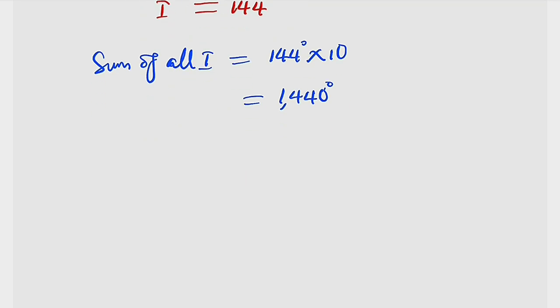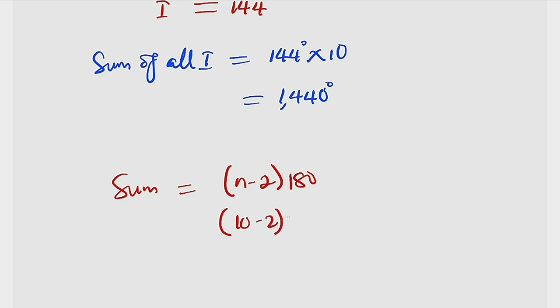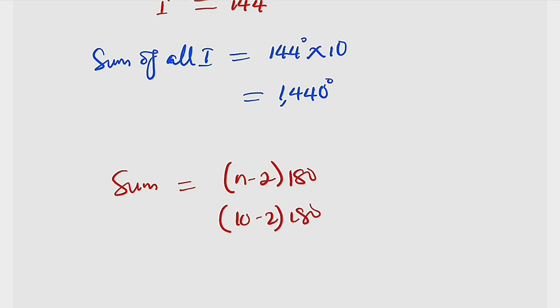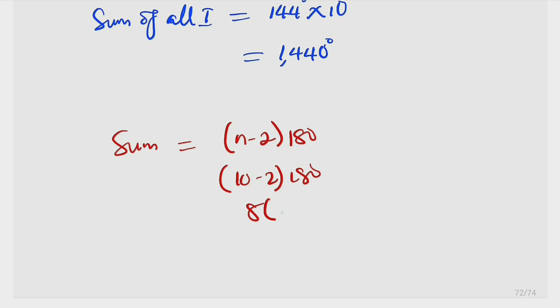We have different formulas. You can also use this one as a bonus. Let me give you: sum equals n minus 2 multiplied by 180, and n we have seen is 10, so we have 10 minus 2 multiplied by 180, and this is 8 multiplied by 180, and this will be 1440 degrees. So any way you follow, you're going to get the same answer.